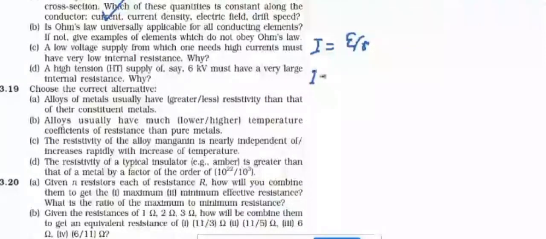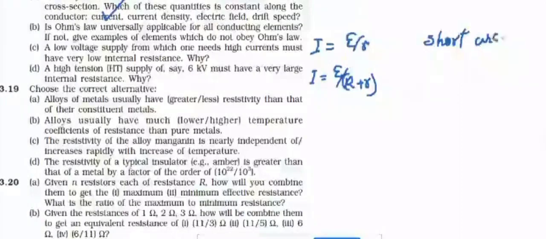I is equal to epsilon divided by R plus r. And you know the case of short circuit, that's a very familiar term for you. And what is meant by short circuit? Short circuit means the live wire and neutral wire come in direct contact. So when the live wire and neutral wire are in direct contact due to some problem in the insulation, etc., at the point of contact, resistance R becomes zero.